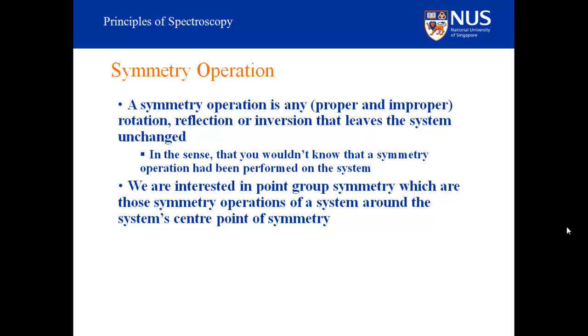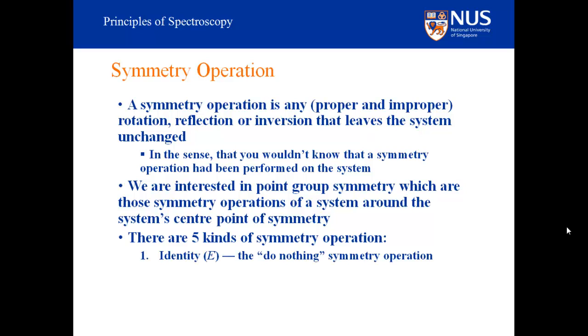Now we are going to be looking at what is known as point group symmetry, and these are the symmetry elements associated with the centre point of the molecule. So for the sphere, of course, the centre of symmetry is the centre of the sphere. For the cube, it is the centre of the cube. For the ethene molecule, it would be the point that bisects the carbon-carbon bond. So because we are interested in the symmetry around the centre point of the molecule, these are known as point group symmetries. And in total, there are 5 kinds of symmetry operation.